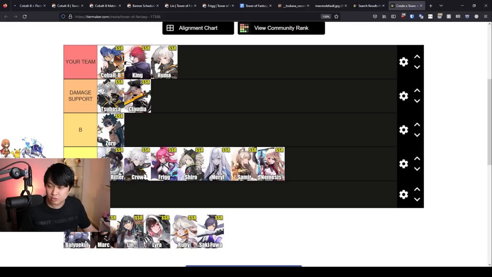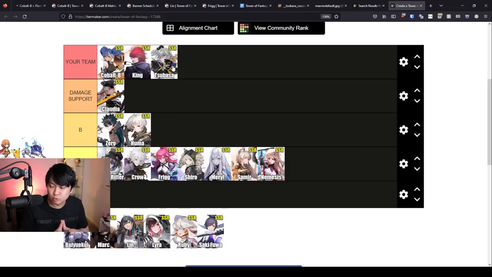Now the other option is to actually have one of the two shield breakers. So let's say King, for example, and then have a damage support in the form of Tsubasa C1 at least to get that 15% buff, or the C5 or C6, which brings it up to 25% buff. And so what this means is that you're going to be doing all of your damage with the Cobalt-B and the King, and only swapping into the Tsubasa to do that damage buff.